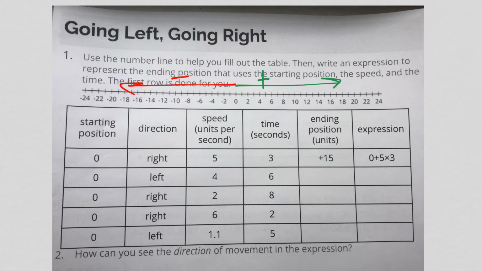So in our table, any directions that are right are going to be positive changes, and any of our directions that are going left are going to be negative changes. You may notice in your table that because distance equals rate times time, they took the speed and the time and multiplied them together and then added them to the starting position to get their ending position. All of these start at 0, so all the way down the table, our expression is going to start with 0. And then you'll be adding how far they went.